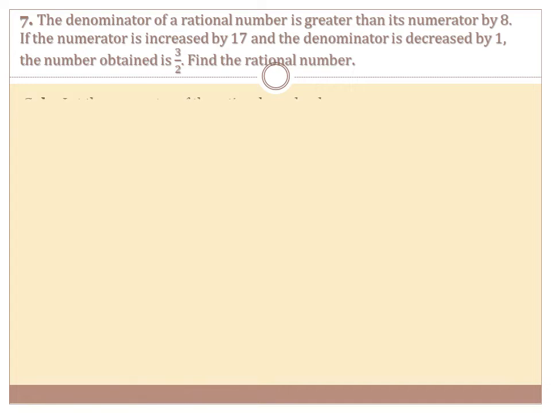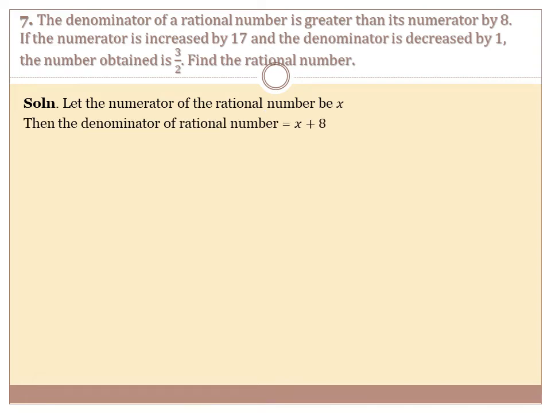Therefore, we can choose the numerator as x. Let the numerator of the rational number be x. Therefore, the denominator is equal to x + 8. Therefore, how can you write the rational number? Rational number is numerator by denominator, that is x by (x + 8). That is our original rational number.